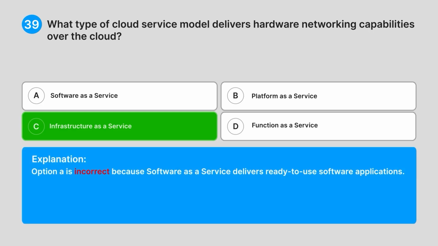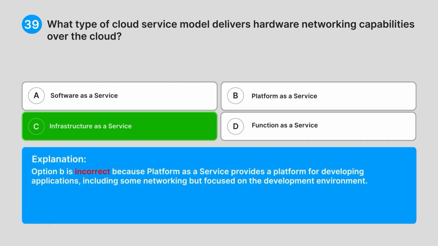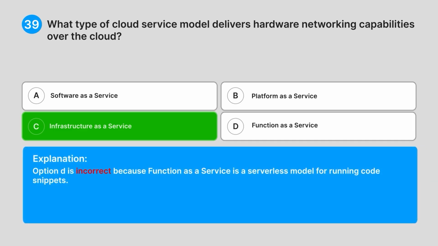Option A is incorrect because software as a service delivers ready-to-use software applications. Option B is incorrect because platform as a service provides a platform for developing applications, including some networking, but focused on the development environment. Option D is incorrect because function as a service is a serverless model for running code snippets.